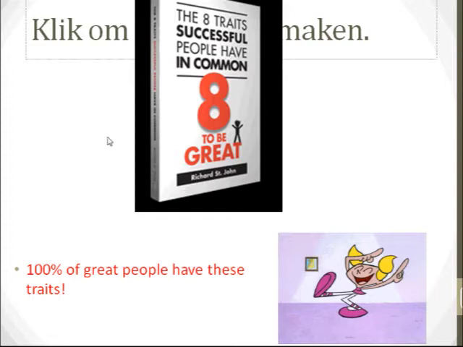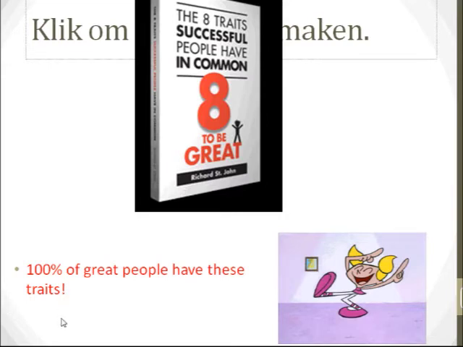So they confuse two probabilities, namely the probability of having these 8 traits when we know you're great. So given that you're great, how big is the probability that you have those 8 traits? Well, 100%.